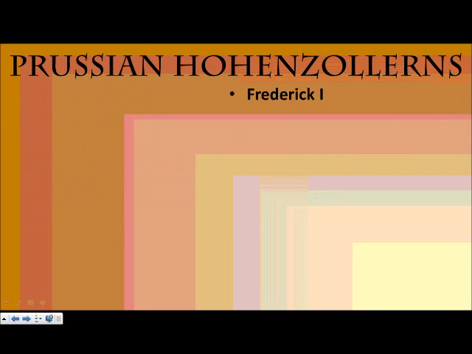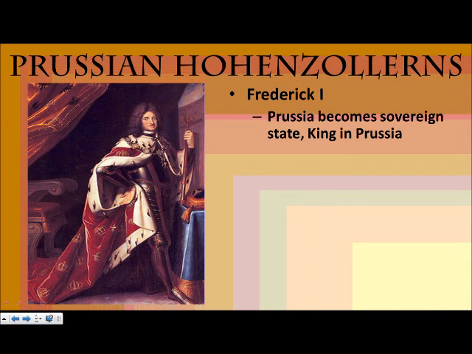His son is Frederick the First. He's called Frederick the First because he is a king. Under Frederick the First, he gets independence from the Holy Roman Empire. So now Prussia is its own independent, sovereign country. So he is now king in Prussia. He is no longer an elector. He is the king.